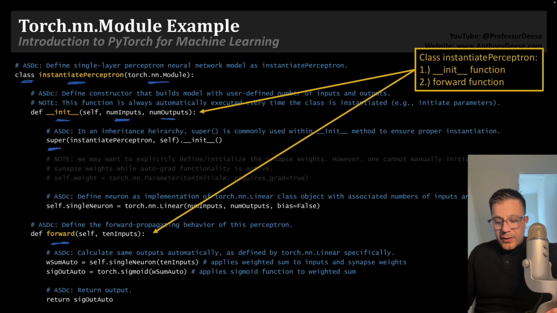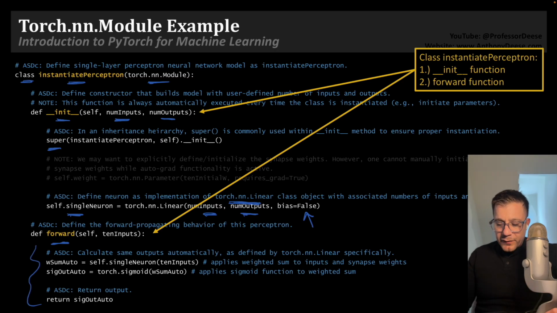Right, in this inheritance hierarchy, super, this command, is used within the instantiation or initialization method to ensure that it's properly created. And then here we define a neuron as an implementation of the torch.nn.linear class object with the associated number of inputs and outputs. And here we're also telling our model that we don't want to apply the updates, or the machine learning updates, to the offset bias. So the offset bias will stay constant.